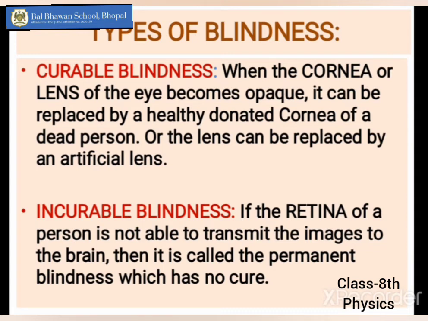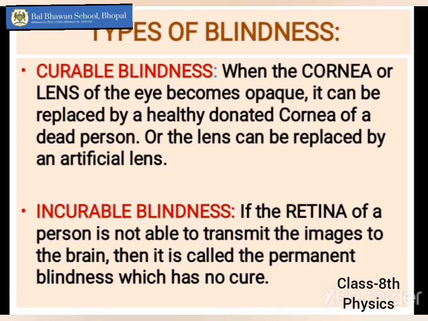In case of incurable blindness, the person is rendered blind or visually challenged if the image, even though it is formed on the retina, cannot be sent to the brain. So the retina either is not able to form the images, or it is not able to send these images to the brain through the optic nerve. In either case, the retina or optic nerve are not working properly. In such a case, the person is permanently blind. He is not able to see anything, and there is no cure for such blindness. It is called a permanent type of blindness if the retina or optic nerves are not working properly.